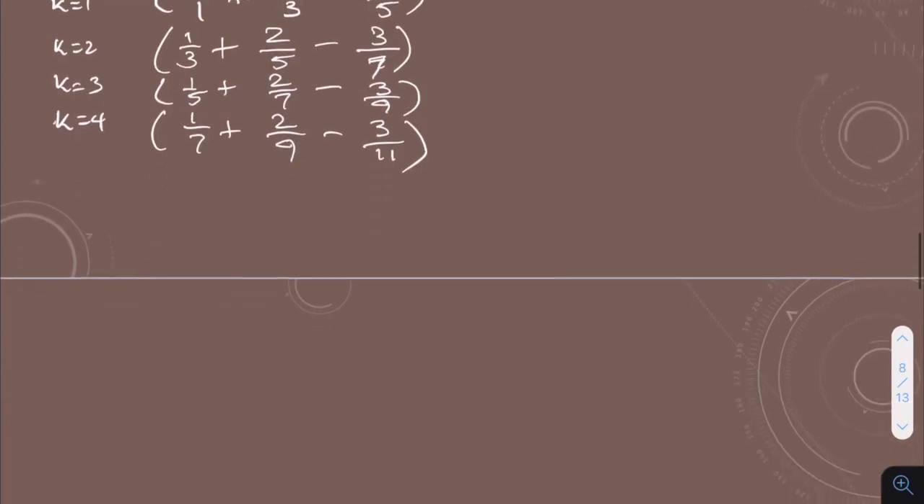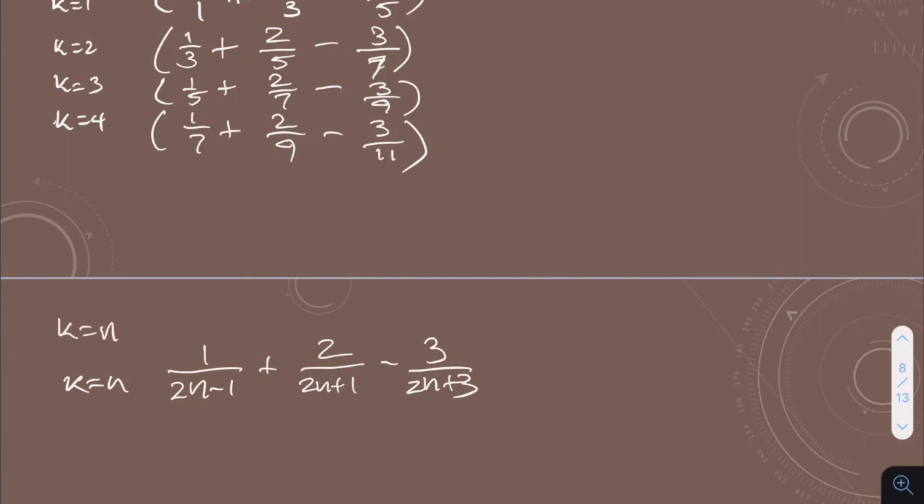And what we're going to do is that since we did 4 down, we're going to do 4 up from k equals 1. So I'm going to go ahead and just do k equals n. And so k equals n is just simply this, 1 over 2n minus 1 plus 2 over 2n plus 1 minus 3 over 2n plus 3. And then I'm just going to go ahead and give you these. We're going to let k equal n minus 1, and we're going to let k equal n minus 2, and we're going to let k equal n minus 3. And we're going to fill those in, okay?